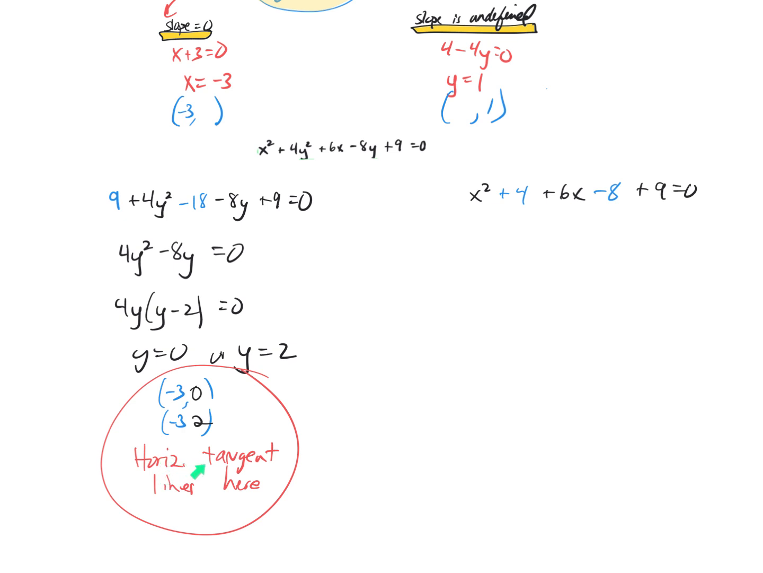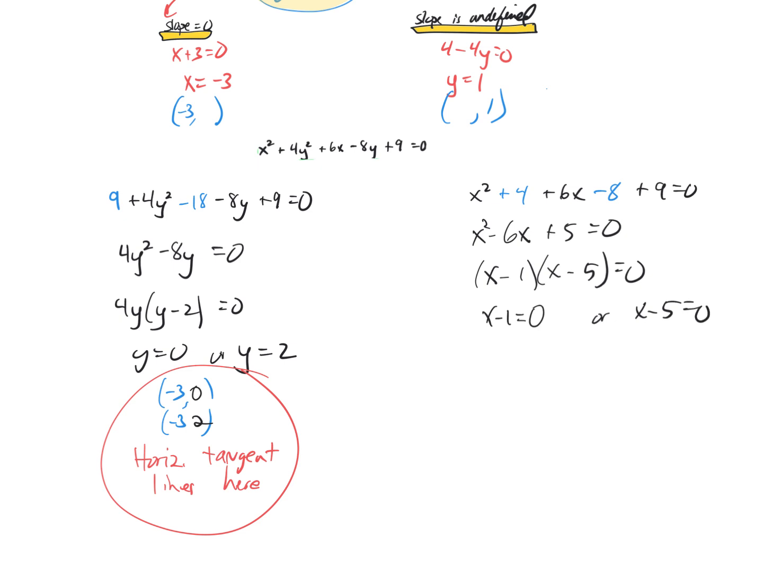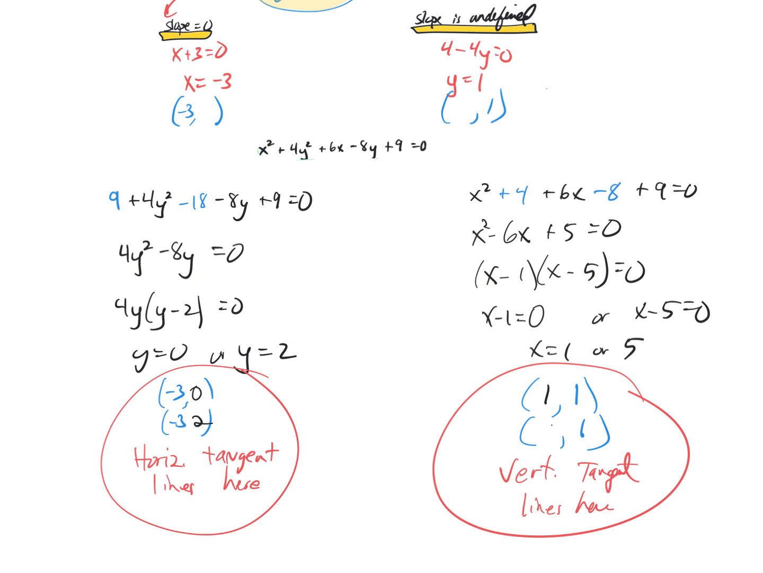And then for where our vertical tangent lines are, we just need to solve this for x. Combining like terms, factoring, using the zero product property. One of those factors has to be 0. So x is 1 or 5. So when x is 1 or 5 and y is 1, these are where our vertical tangent lines are.